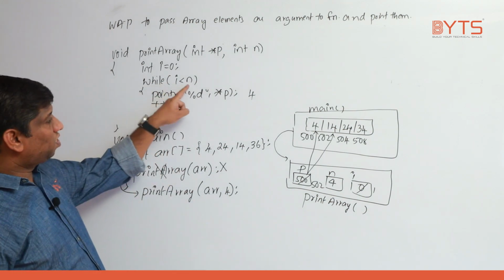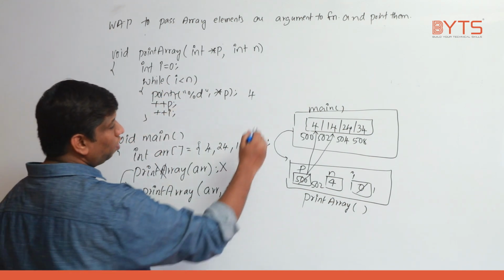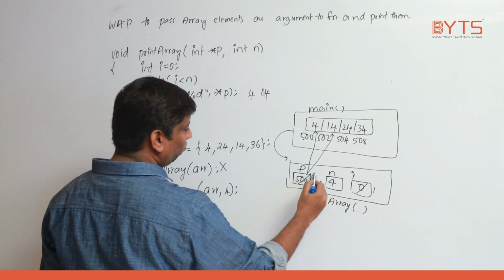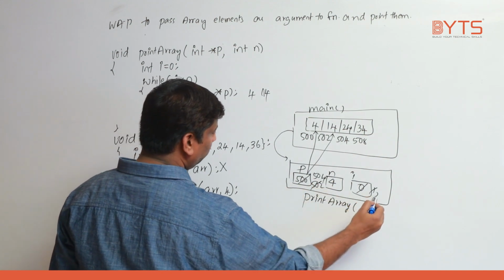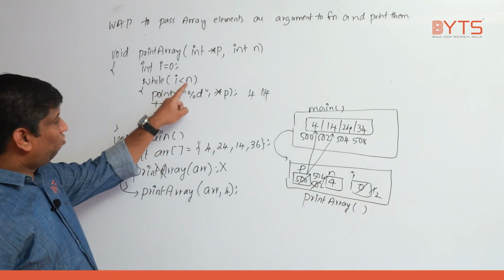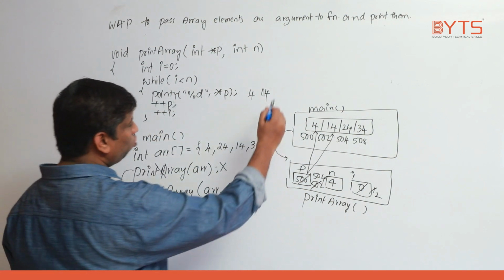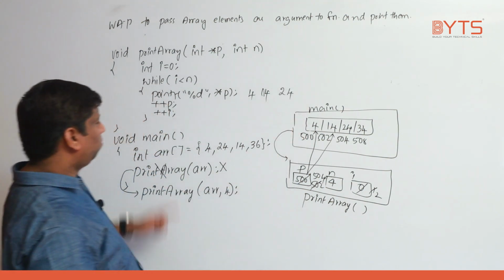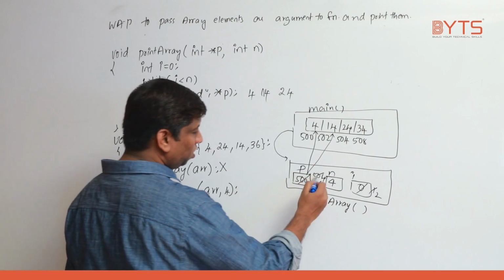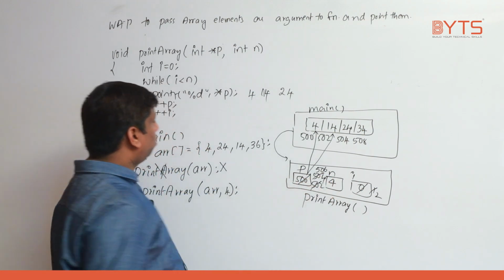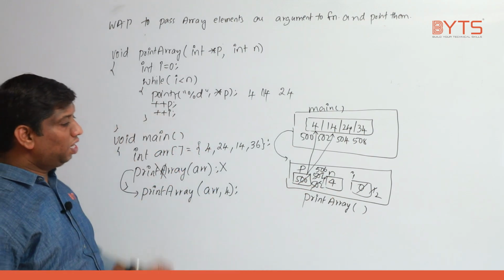End of the loop. 1 less than 4 true, *p is 14, and it will become what? 504. i value will become 2. 2 less than 4 true, star 504 is how much? 24. p+1 506. Okay, so i is 3.